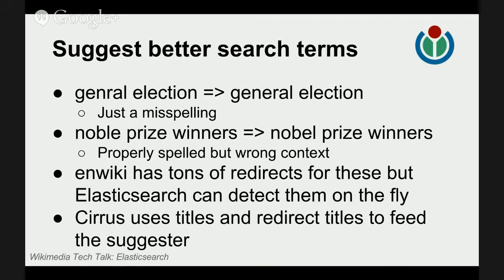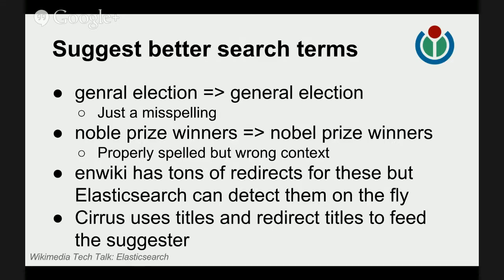So another thing that Elasticsearch can do is suggest better search terms. Like say in this first case I have, it'll actually catch that you misspelled general, right? That's not all that interesting. We've had spell check as you type in Microsoft Word or wherever, right? It's existed everywhere for 10 years, right? So that's not that cool.